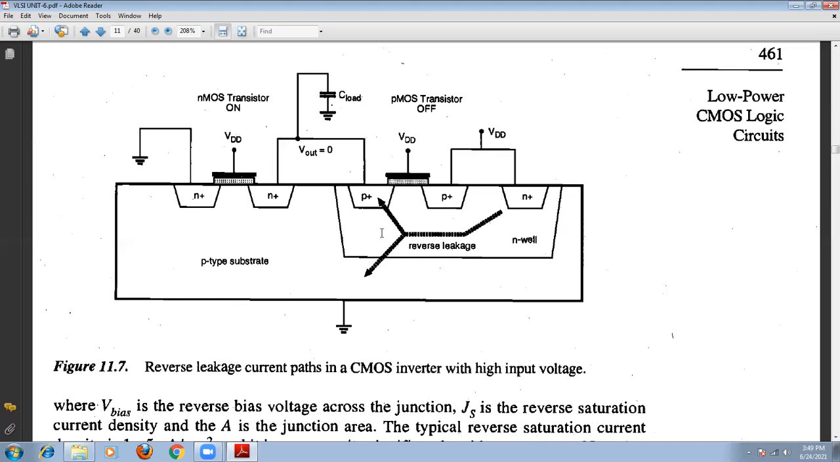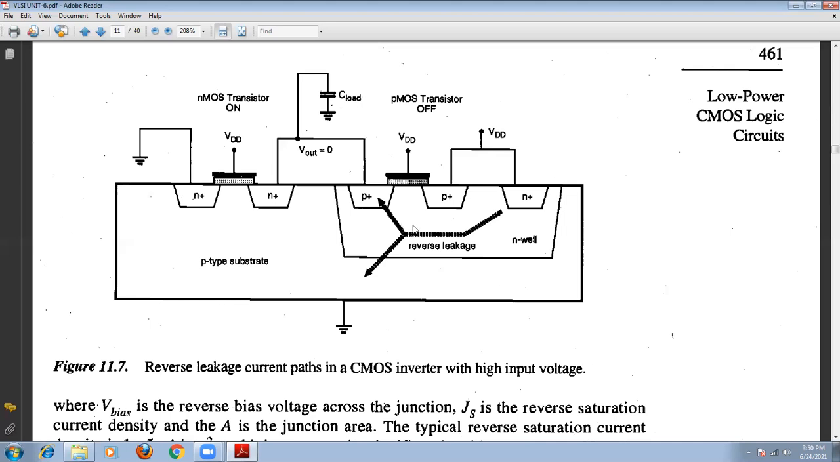This is the well structure, used like a bulk for the PMOS transistor. So there is some amount of current drawn through this reverse bias junction. This is the reverse bias condition, right? Similarly, there is some potential difference of VDD between its drain and the N-well. So there exists a potential difference, and because of this, some diode leakage flows through the drain junction.